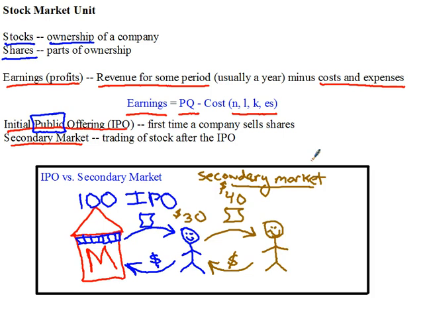And that's where, when you turn on TV and you watch people trading stocks and see what the stock market's doing and things like that, that is typically what you're seeing: the secondary market.